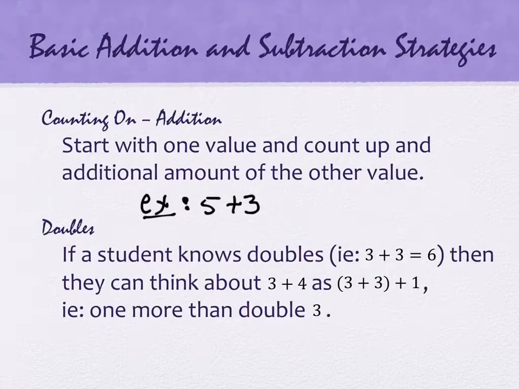And then when we look at finding something like 3 plus 4, we think about it as, well, I already know 3 plus 3, and so this is just one more than that. Okay? So if I know 3 plus 3 and I know that that's 6, then 3 plus 4 must be 7. It's one more. That's the doubles strategy.